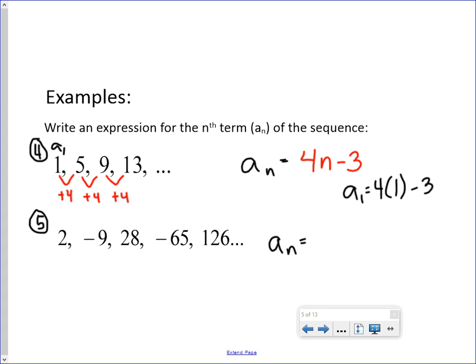Now you could test your rule to make sure that it works for some other terms. So I'm going to do a sub 4. 4 times 4 minus 3, that's 16 minus 3, and that matches my fourth term over here, which is 13. Okay, so I'm convinced I wrote the correct rule. Remember, that's linear, right? It's like a slope of 4, so you just do 4 times n. All right, what are some patterns that you're noticing in number 5?